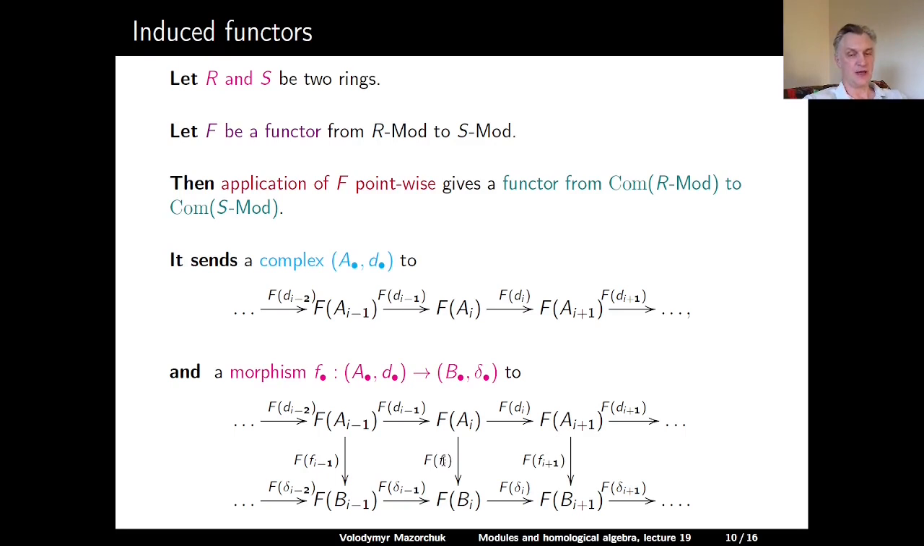When we apply capital F, we get that capital F of little f_i is a morphism from capital F applied to A_i to capital F applied to B_i, and so on. So we get such a commutative diagram. This implies that our functor F from R-mod to S-mod gives rise to a functor from the category of complexes of R-mod to the category of complexes of S-mod.